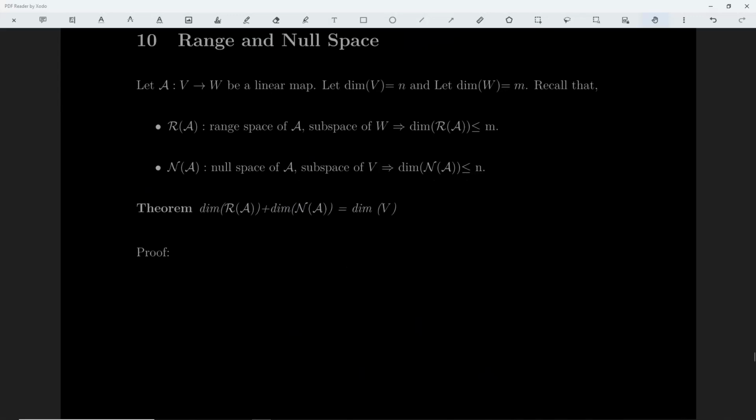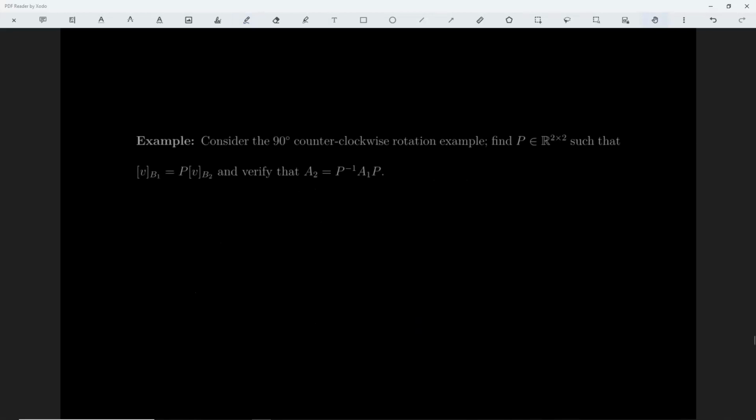Following that, we will continue with one of the most important theorems. It is the rank nullity theorem. Maybe I can write down the name as well. Theorem. So we will continue with the proof of the rank nullity theorem right after this example in our next lecture.